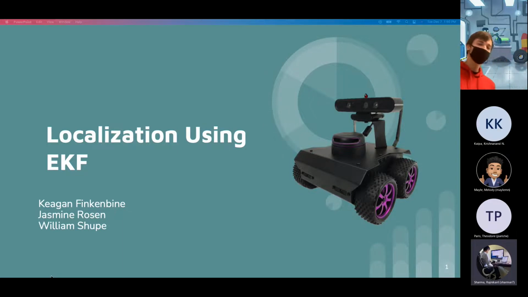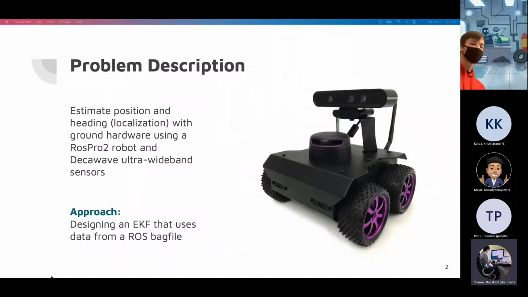Our project was using an EKF to localize the position of a Rosbot on Jasmine resin. The problem description right now is that we're trying to estimate the position and the heading using ground hardware, using a ROSbot 2 robot and a Decawave ultra-wideband sensor, which is just a shortwave radio band to tell us how far away the Rosbot is from a certain landmark.